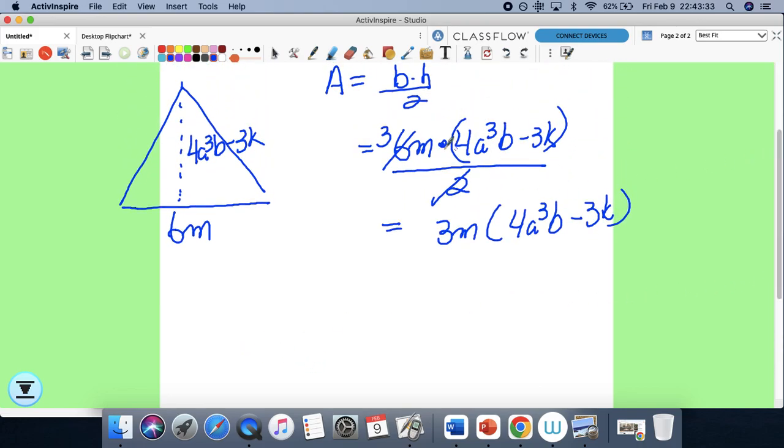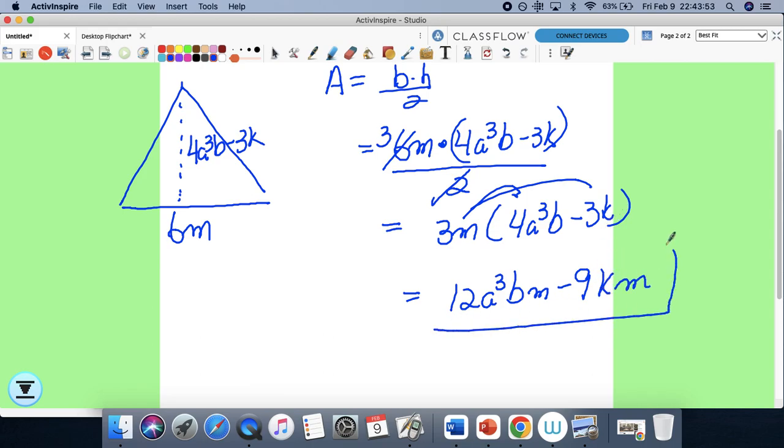When you can simplify. So now if I multiply 3 times, again, distributive property, 3 times 4 is 12. M times a^3b is going to be, in alphabetical order, a^3bm. 3 times negative 3 is negative 9, and then m times k alphabetically is just km. So here's the area of your triangle, units squared.